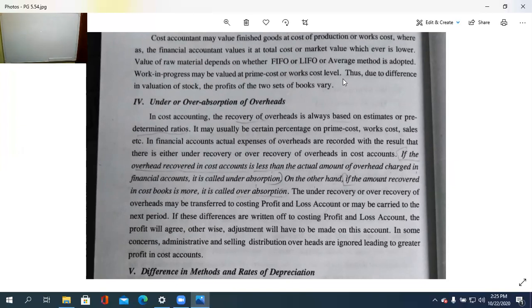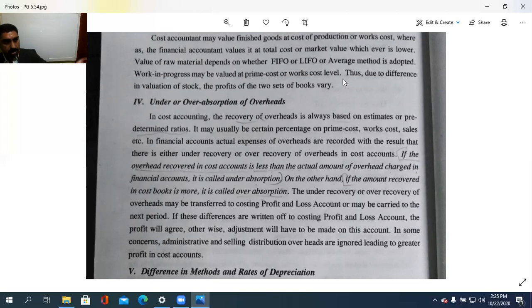അത് നിങ്ങൾ ഓൾറെഡി പഠിച്ചു കഴിഞ്ഞു. ഓവർഹെഡിന്റെ കാര്യത്തില് അണ്ടർ അബ്സോർപ്ഷൻ, ഓവർ അബ്സോർപ്ഷൻ, കുറച്ച് കാണിക്കുക, കൂട്ടി കാണിക്കുക. ക്ലിയർ? അതാണ്. സോ ഇൻ കോസ്റ്റ് അക്കൗണ്ടിംഗ് ദ റിക്കവറി ഓഫ് ഓവർഹെഡ്സ് ഈസ് ഓൾവേസ് ബേസ്ഡ് ഓൺ എസ്റ്റിമേറ്റ്സ് ഓർ പ്രീഡിറ്റർമൈൻഡ് റേഷ്യോസ്. ഇറ്റ് മേ യൂഷ്വലി ബി സർട്ടൻ പെർസെന്റേജ് ഓൺ ദ പ്രൈം കോസ്റ്റ്, വർക്ക് കോസ്റ്റ്, സെയിൽസ് എക്സെട്ര.